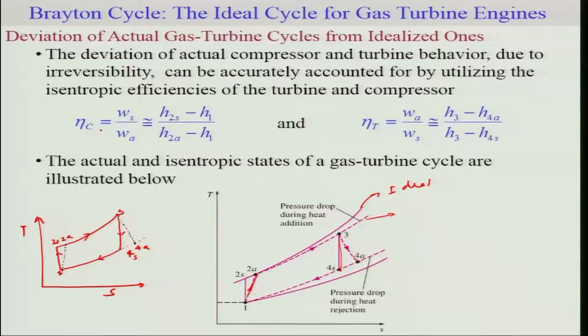As we already discussed earlier, the isentropic efficiency of the compressor is nothing but the work under isentropic condition divided by the actual work. On the other hand, for the turbine, this will be the ratio of the actual work and the isentropic work.